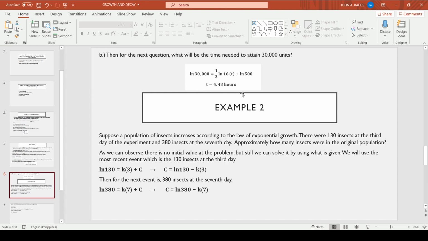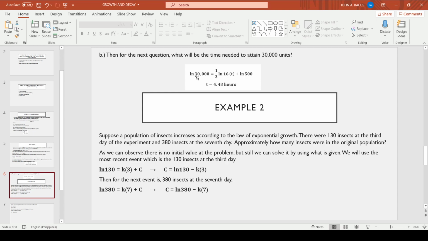Okay? So again, ln of the population, which is 30,000. Your K is ln 16 over 3, and your constant is ln of 500. So you can have the time as approximately 4.43 hours. So at 4.43 hours, the population of bacteria will reach 30,000. Okay?